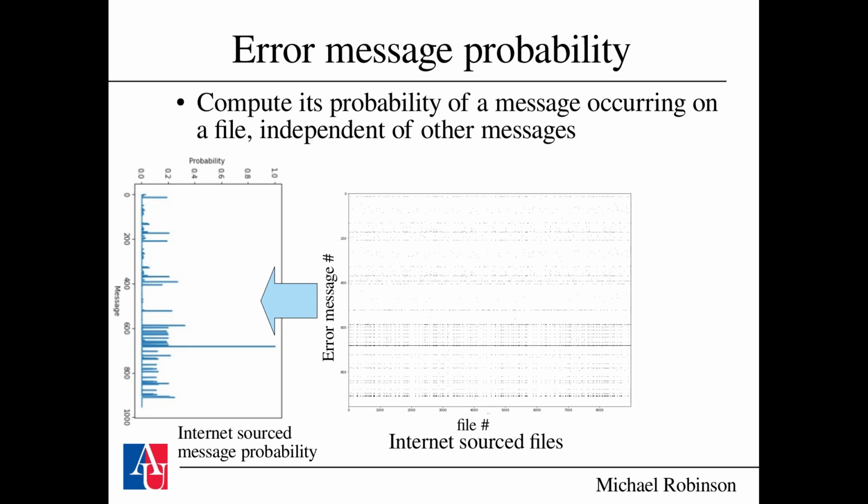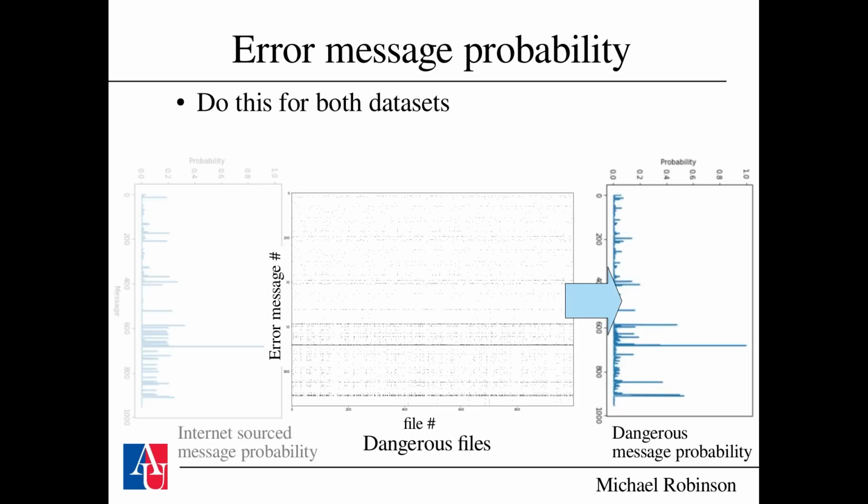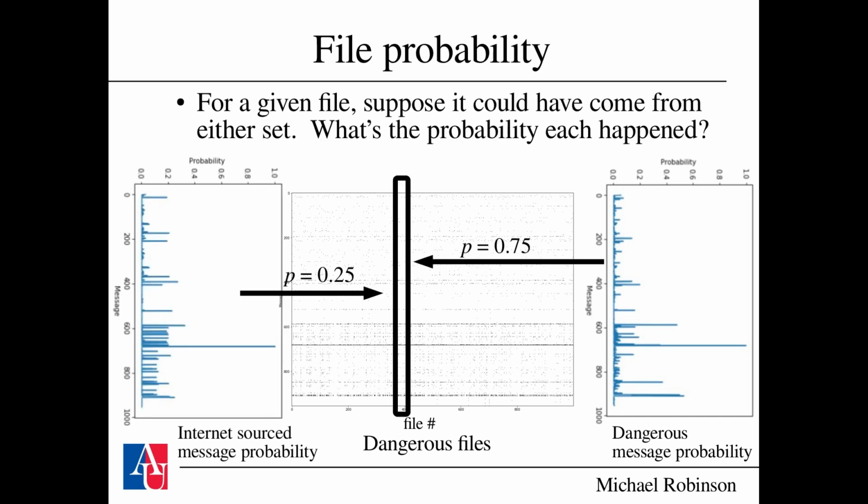So here's the average for the internet sourced files. Do this for the other as well, so the dangerous files. You can see that these two functions are rather different. The probabilities are different for each error message. So for a given file, then, you can aggregate those probabilities.